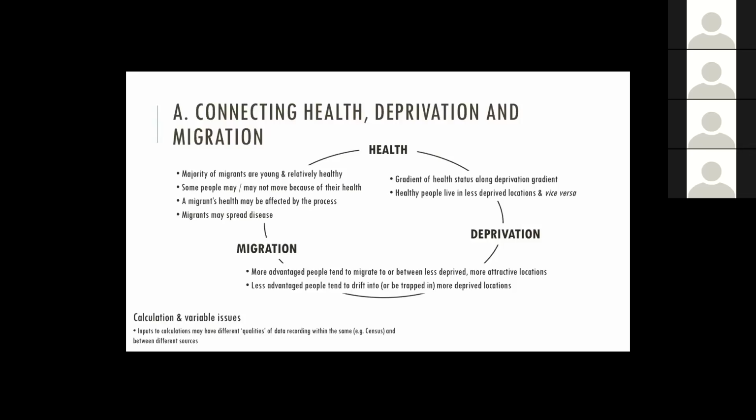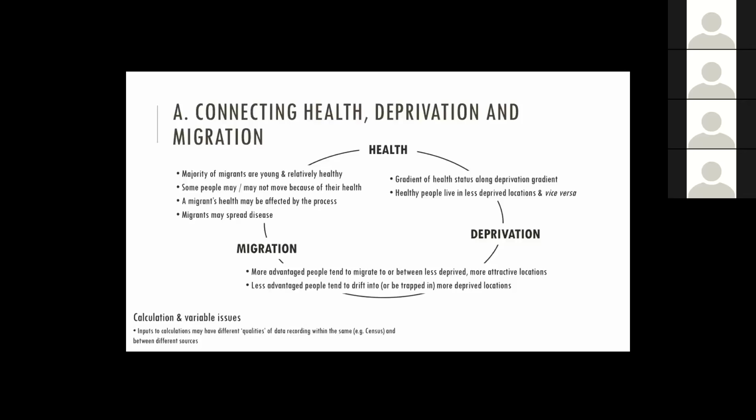However, people who move at older ages might actually be moving because of their poor health. They might be moving towards formal care. They might be moving to live closer to family. So although the majority of migrants are younger and healthier, people who are in poor health may move because of their poor health. But importantly, people who are in poor health may also not be able to move because of their poor health. Another layer of complication is the fact that migrants' health can be affected by the process of migrating.